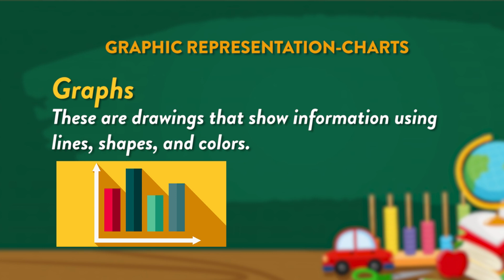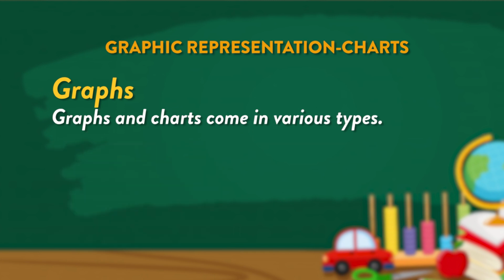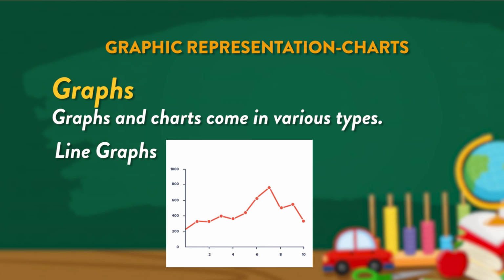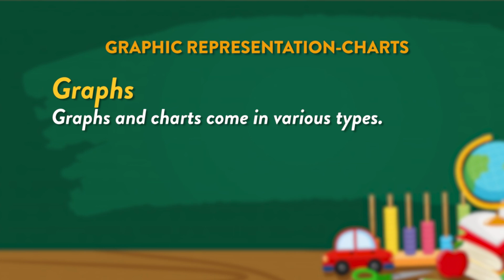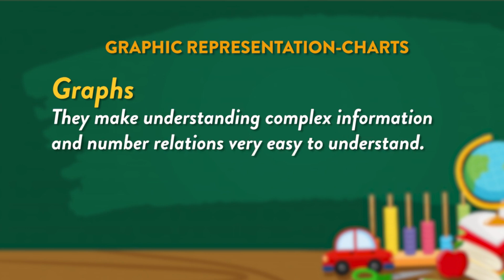What are graphs? Graphs are drawings that show information using lines, shapes, and colors. Graphs and charts come in various types. We have line graphs, bar graphs, pictographs, pie charts, Venn diagrams, and a few others. And I'm sure that you are familiar with some that I mentioned. They make understanding complex information and number relations very easy.